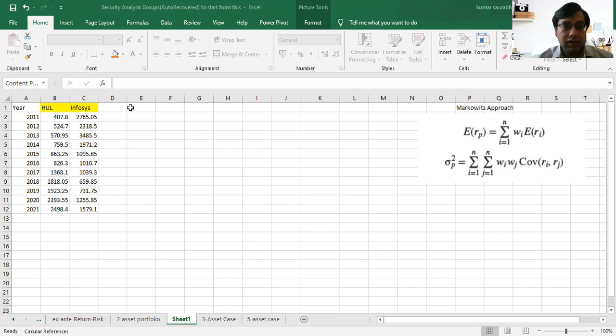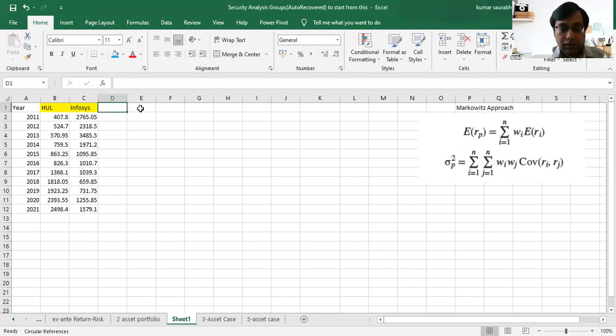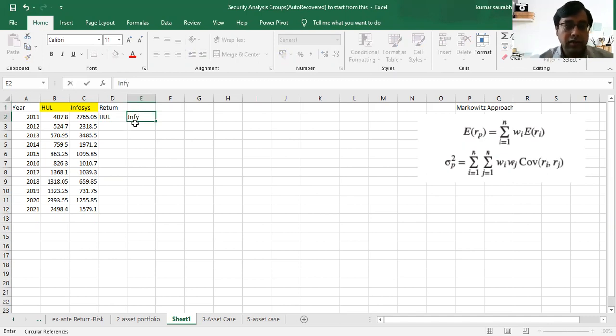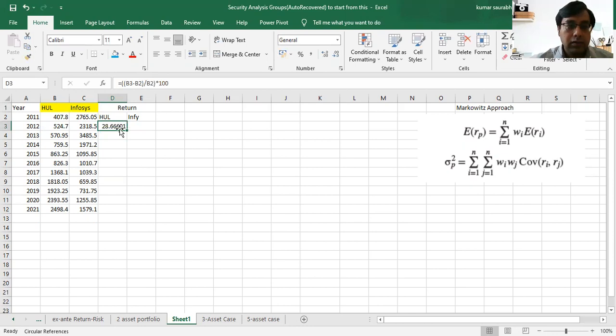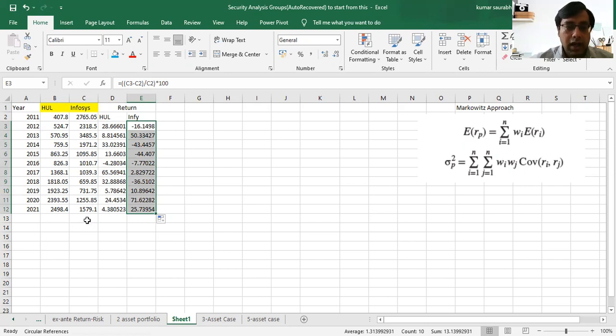So first of all, I will start with return calculations. We'll apply the same formula for return, that is P(t+1) minus P(t) divided by P(t) into 100. Now I have got return of HUL as well as for Infosys. These are the annual returns.